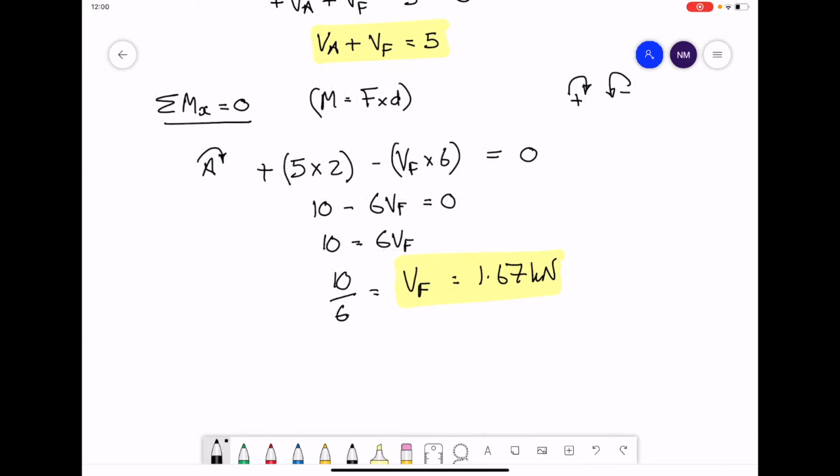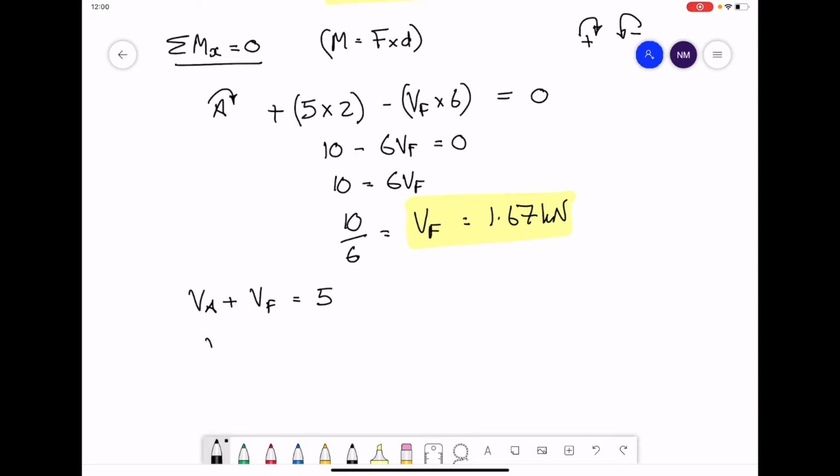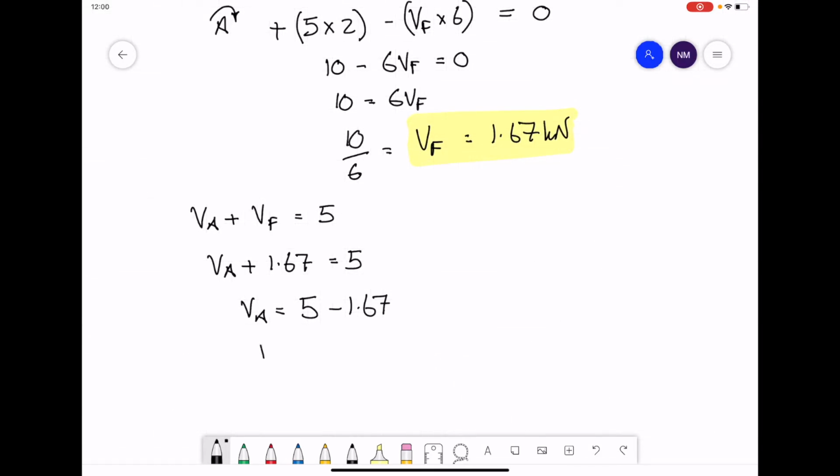Then taking our equilibrium equation, we have VA plus VF equals 5 kilonewtons. Substituting in our value of 1.67 for VF, and then rearranging our formula, taking the 1.67 over the equal sign, makes it negative, we get VA to be a value of 3.33 kilonewtons.